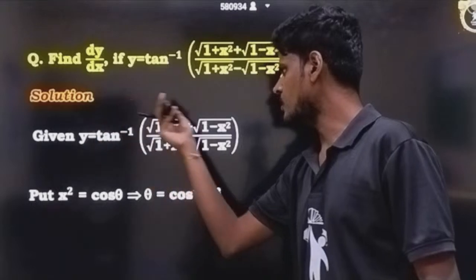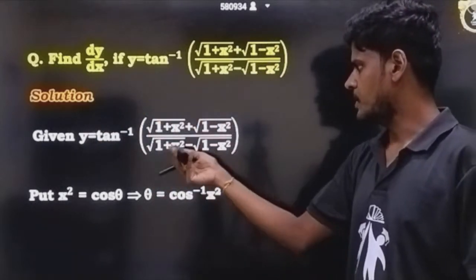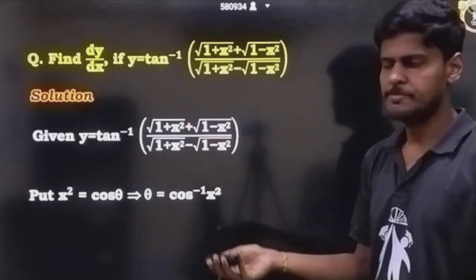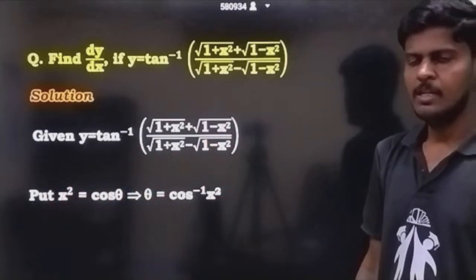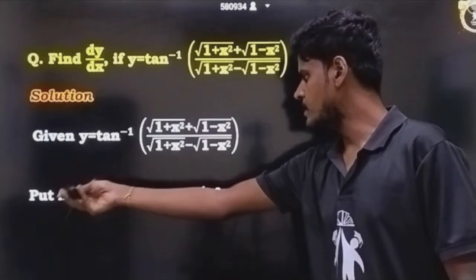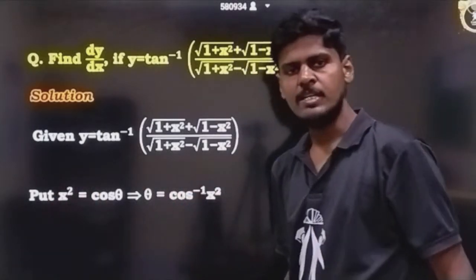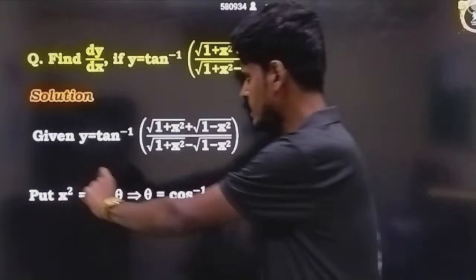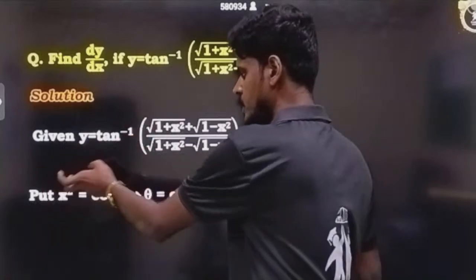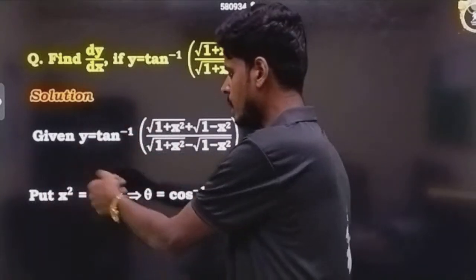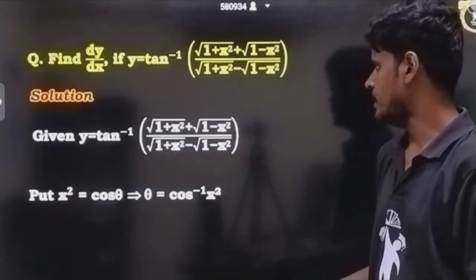So here y is equal to tan inverse of square root of 1 plus x square plus square root of 1 minus x square, divided by square root of 1 plus x square minus square root of 1 minus x square. Again we will substitute now x square is equal to cos theta, which means theta is equal to cos inverse of x square. Remember, this is not 2 cos inverse x or something else, right? Whichever is here in the term x square, that is like y. So y is equal to cos theta means theta will be cos inverse of y. So theta is cos inverse of x square.